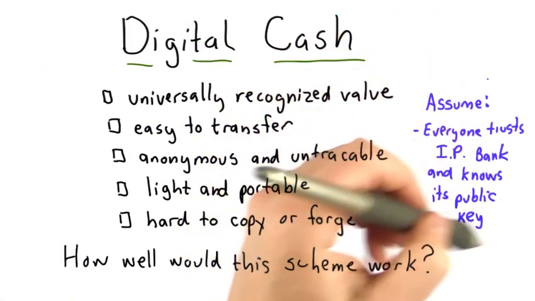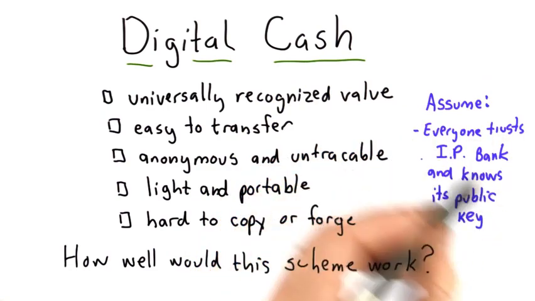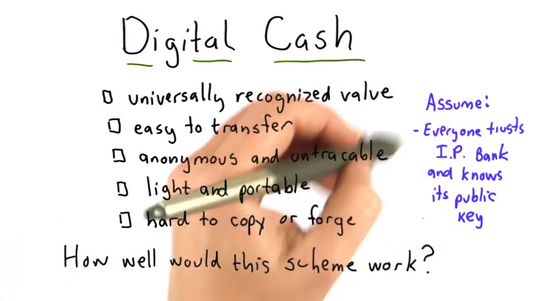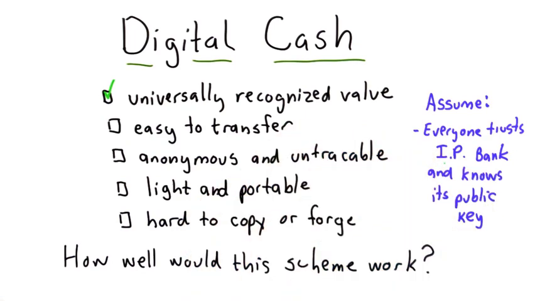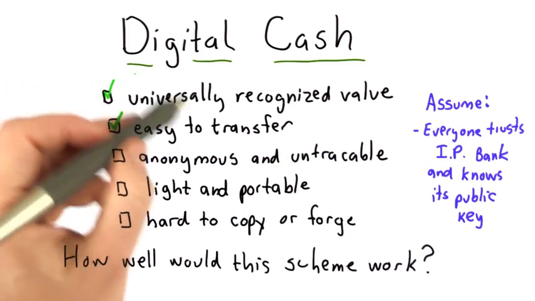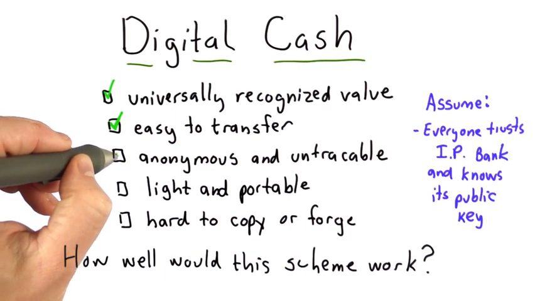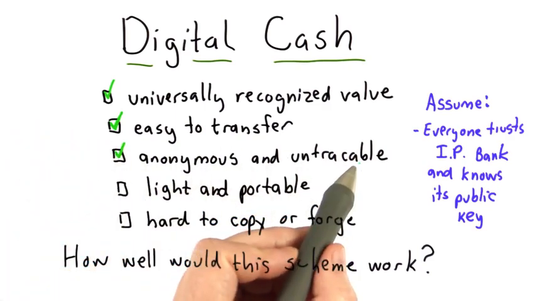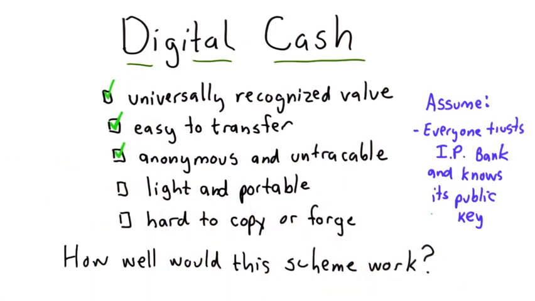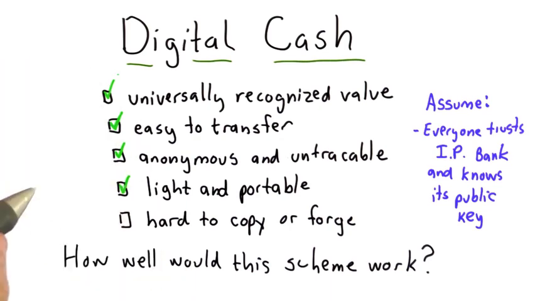And let's assume that everyone in the universe trusts Indivisible Prime and knows that bank's public key. So if this is true, well, then it does have universally recognized value. Everyone can check that signature and know it's an IOU from IP Bank. It does seem to be easy to transfer. You can just send the bits to another person. It could be anonymous and untraceable, and let's assume that it is. This would be the case if all the IOUs the bank creates are exactly the same. And the way we described it, it seemed like they are. It's very light and portable, so it looks like we're doing really well. We got 4 out of 5.